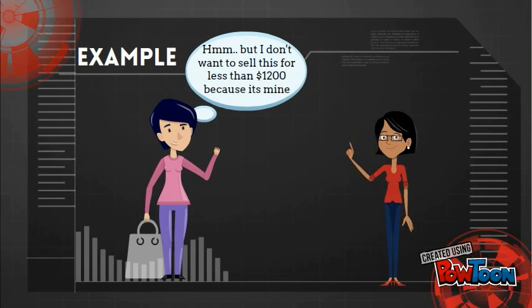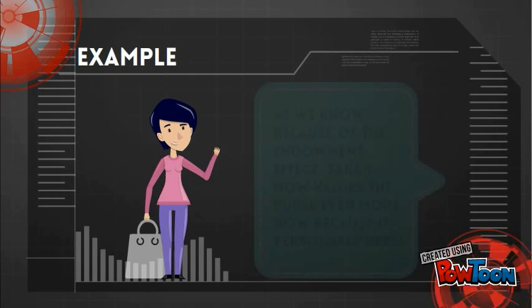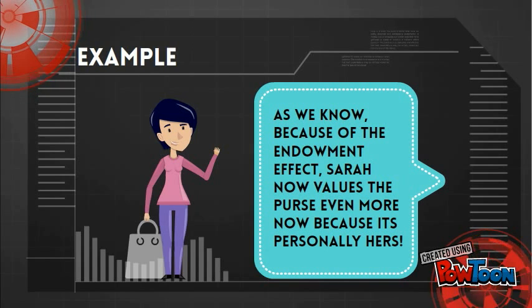Sarah was thinking, but since I own this purse, I don't really want to sell it for less than $1,200 because it's mine. Wait, hold on a second. Sarah bought that bag for $650, but won't be willing to sell it for less than $1,200. Why is that? Well, as we know, it's because of the endowment effect. Sarah now values the purse even more because it's personally hers.